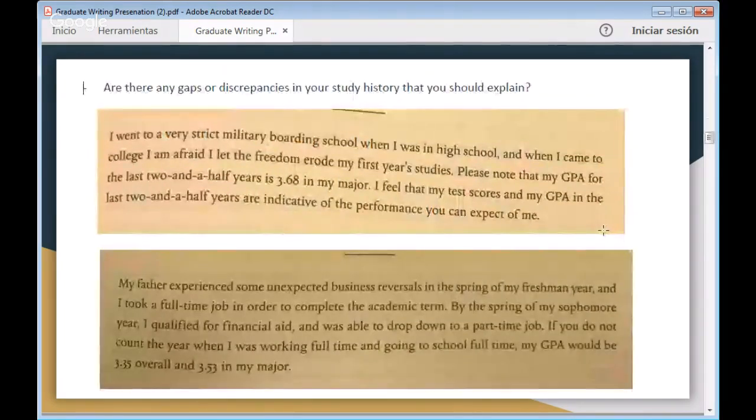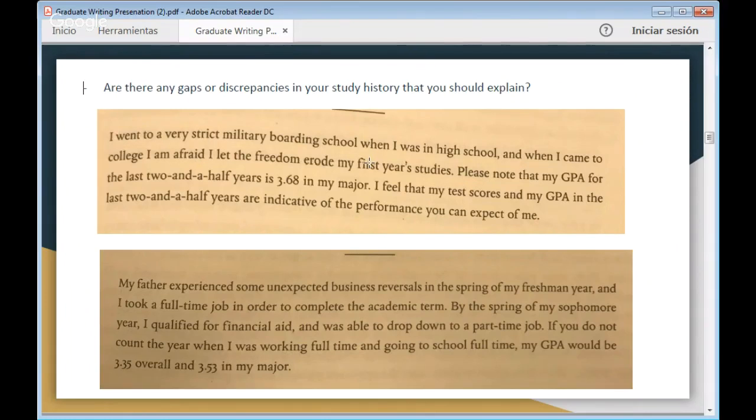Another question that's really important for the personal statement is, are there any gaps or discrepancies in your study history that you should explain? The personal statement gives you an opportunity to go a little bit more in depth about your educational history. This includes if there are any changes or something that needs to be explained in depth; this is a good opportunity to do that. So here we have two examples.